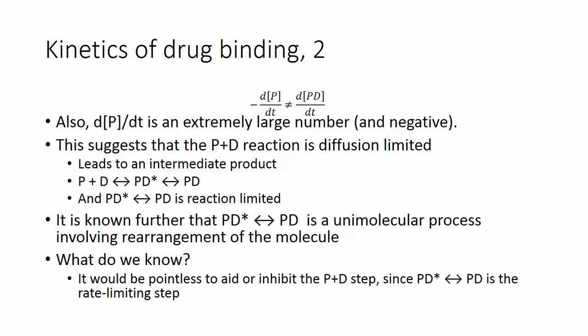So it leads to an intermediate product. P plus D yields PD star or some such thing, yields PD. And PD star conversion to PD is indeed reaction limited. It is known further that PD star yielding PD is a unimolecular process involving rearrangement of a molecule. How do we know this? It would be pointless to aid or inhibit the P plus D step, since the PD star yields PD is the effective rate limiting step.